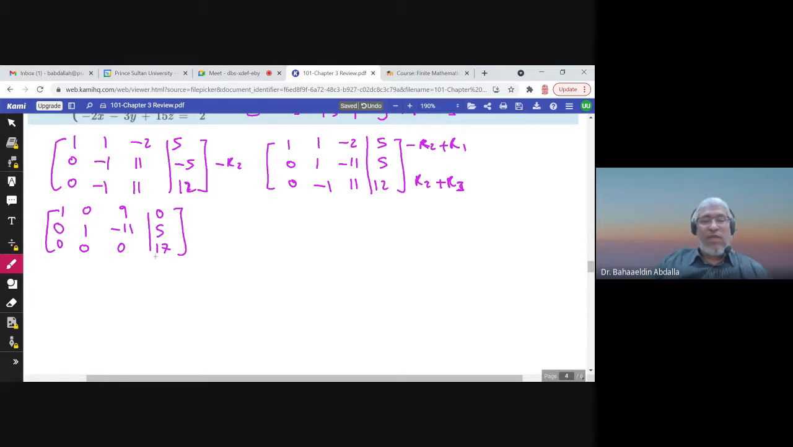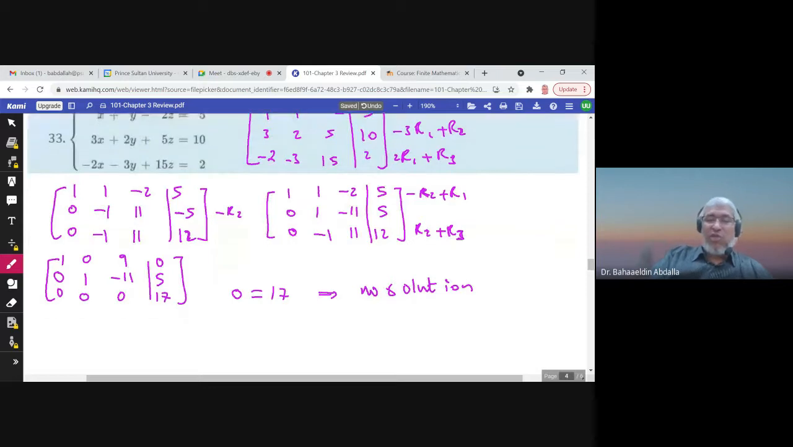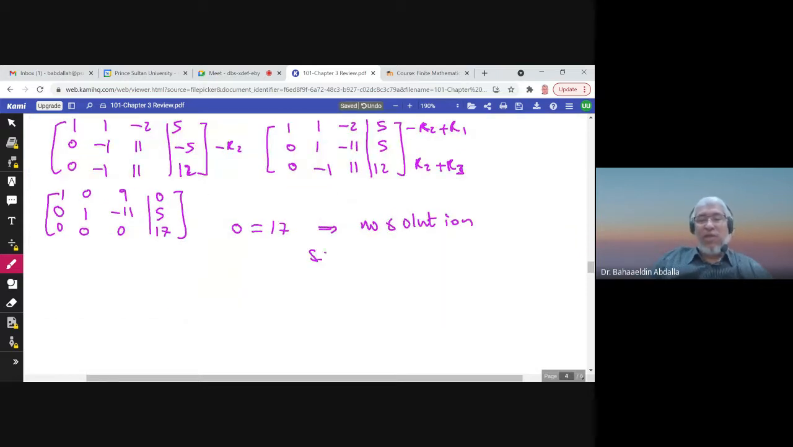And you can see here that 0 would be equal to 17. There is no answer. I cannot continue because this 0, I cannot make it 1. So I stop here. 0 equals 17. This is not possible. So there is no solution. Okay. This system has no solution. Solution set is phi, and the system is inconsistent.